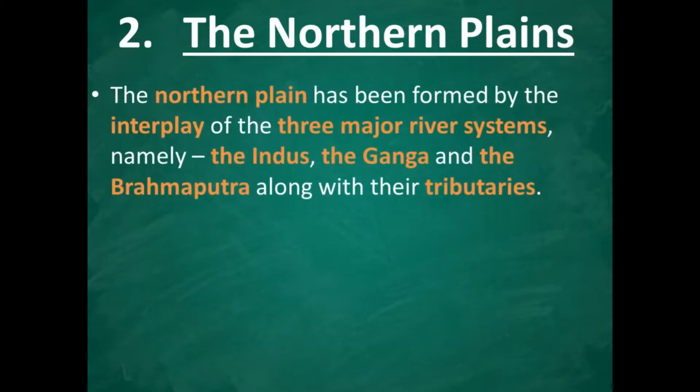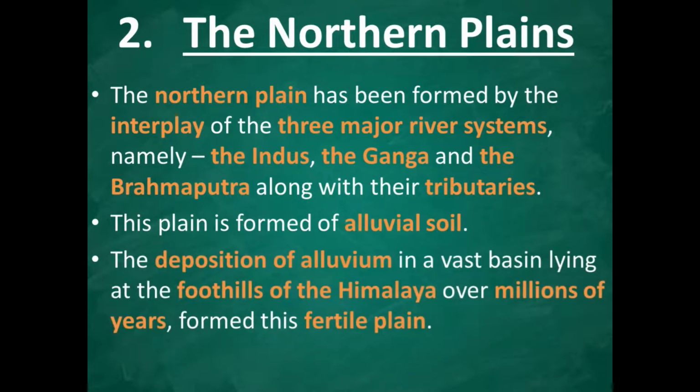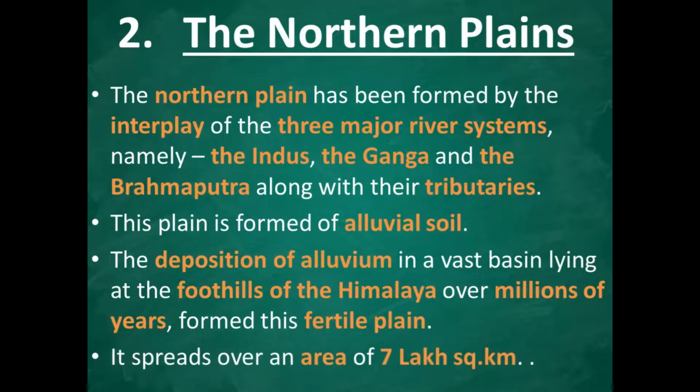The northern plain has been formed by the interplay of the three major river systems, namely the Indus, the Ganga, and the Brahmaputra, along with their tributaries. The plain is formed of alluvial soil. The deposition of alluvium in a vast basin lying at the foothills of the Himalaya over millions of years formed this fertile plain. It spreads over an area of 7 lakh square kilometers.